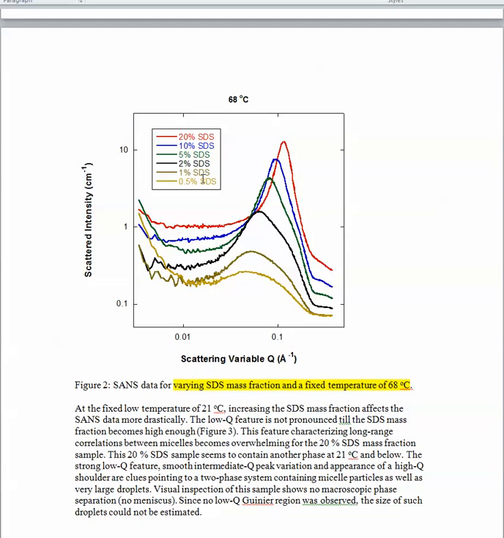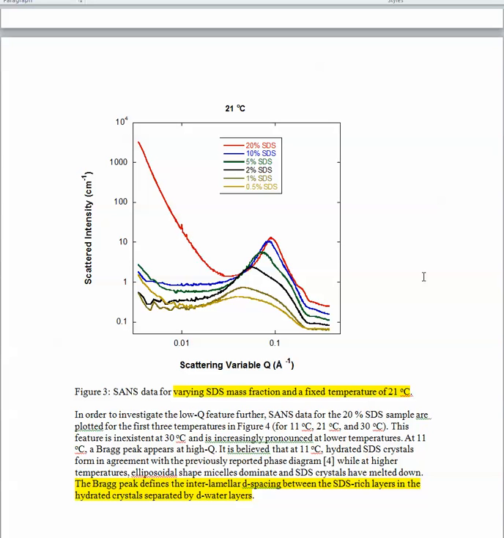Here, fixed temperature but varying SDS volume fraction. So when we increase the volume fraction, of course the peak goes up like crazy because the SDS micelles are better formed. It moves to higher Q, which means the micelles are getting closer.